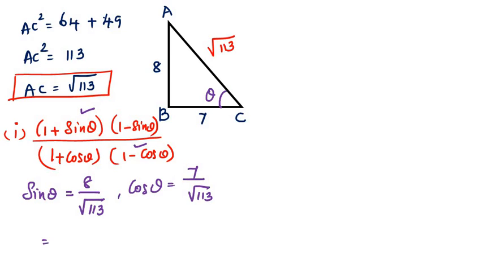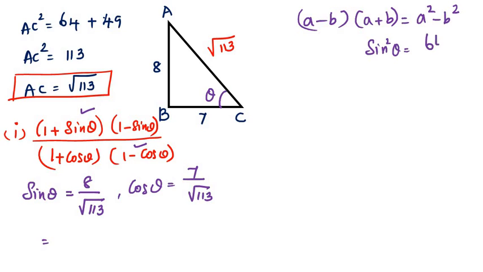By looking at the numerator, this is in the form of A minus B into A plus B, right? We know the identity: A minus B into A plus B is A square minus B square. So B square here is sin square, so we can find the sin square value too. Sin square value is 64 by 113, where 8 square is 64, and root 113 into root 113 is 113. So the numerator value is ready now.